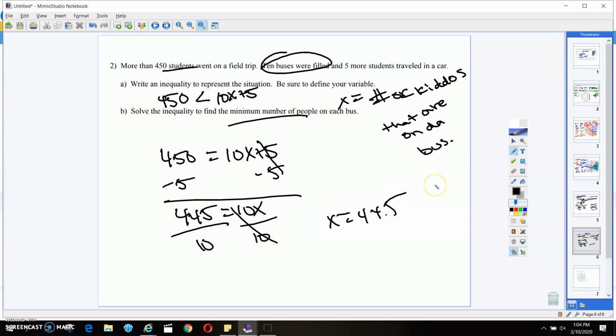Now, here's the deal. I can't have half a kiddo. That would be really sad. You round up, so it's 45. If I round up to 45 and plug 45 in here, that's going to set me equal to it, right? But if I round down to 44, that's only going to get me to 445. So that doesn't work. So we're going to have to round up on this one. So if it's minimum, we round up. So basically the opposite.